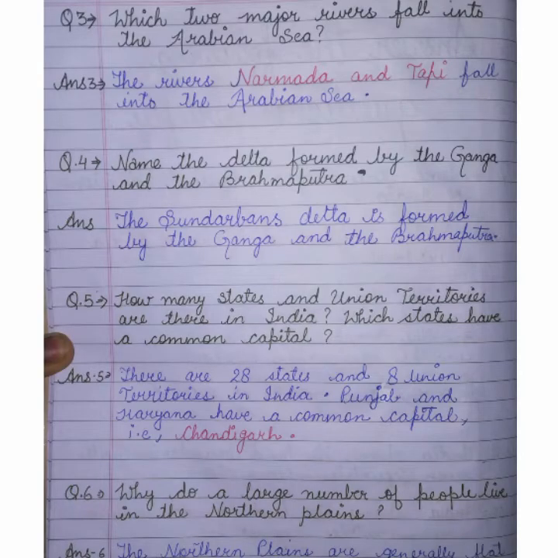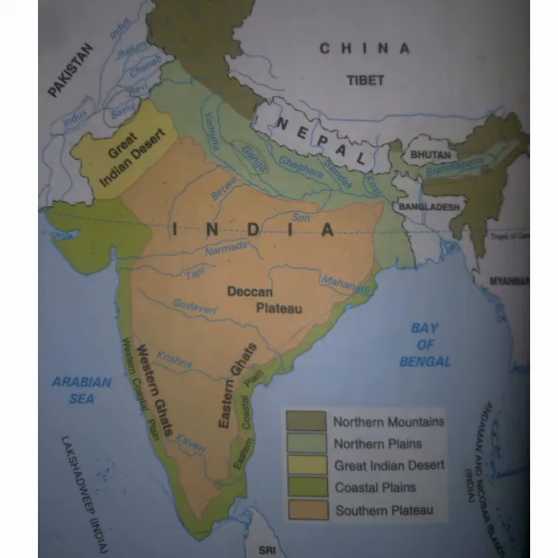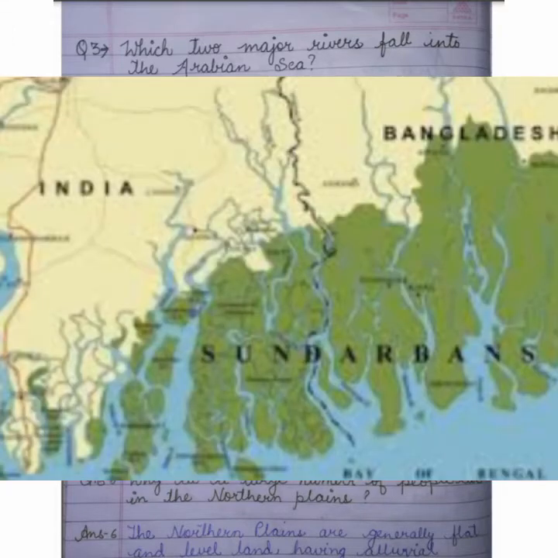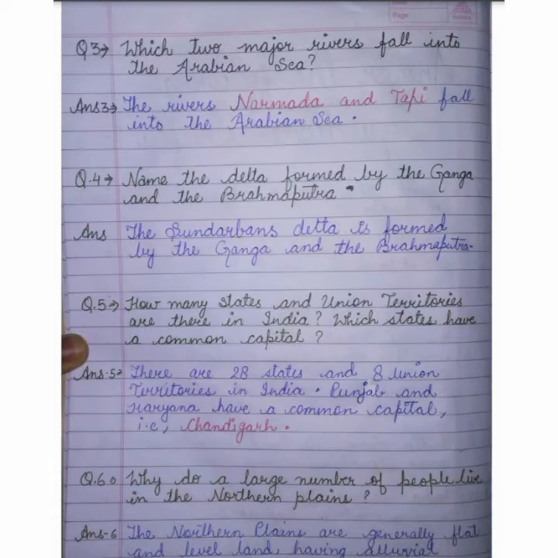Now coming to question 3. Which 2 major rivers fall into the Arabian Sea? The river Narmada and the river Tapi fall into the Arabian Sea. Now, coming to question 4. Name the delta formed by the Ganga and Brahmaputra. You can see the picture of the delta, and the Sundarban delta is formed by the river Ganga and the Brahmaputra.